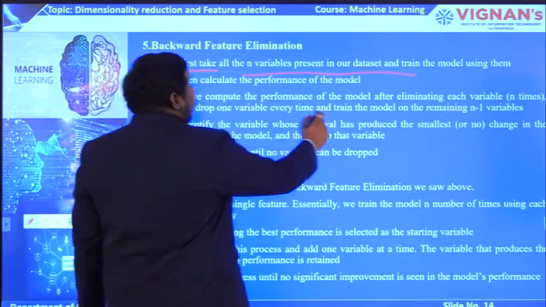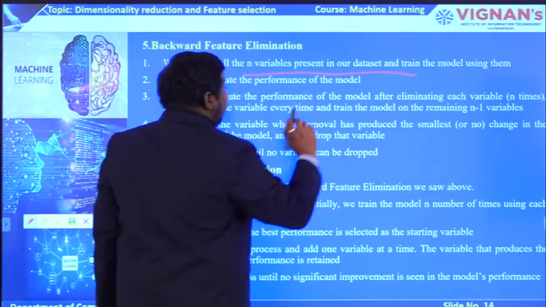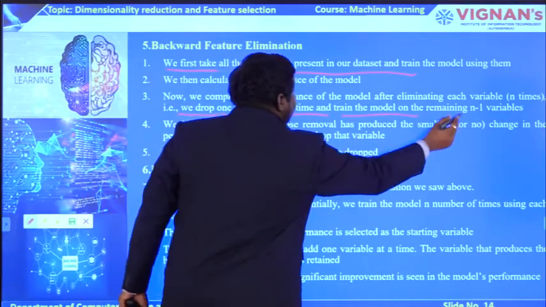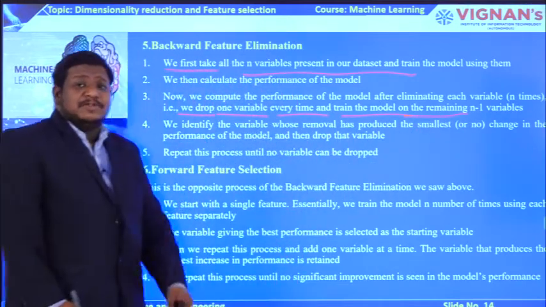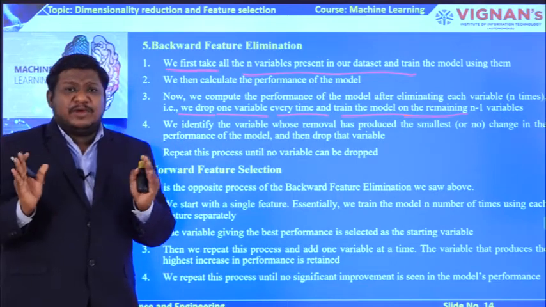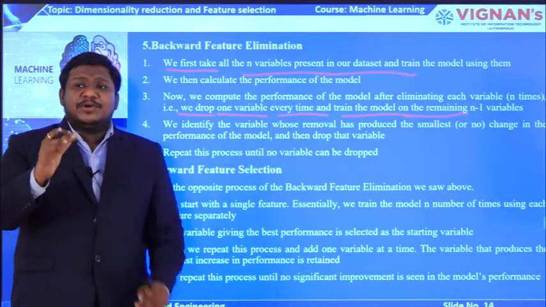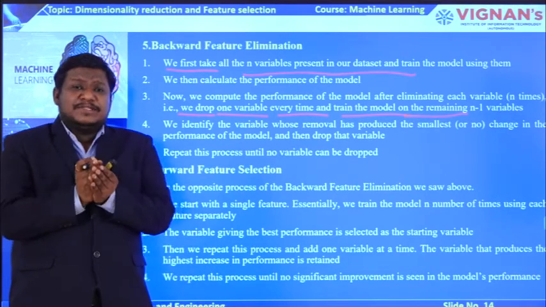Now, we compute the performance of the model after eliminating each variable, n times. That is, we drop one variable every time and train the model on the remaining n minus 1 variables. Suppose this is the elimination model: we have n number of variables, and with those n variables we are going to calculate the performance of the model.